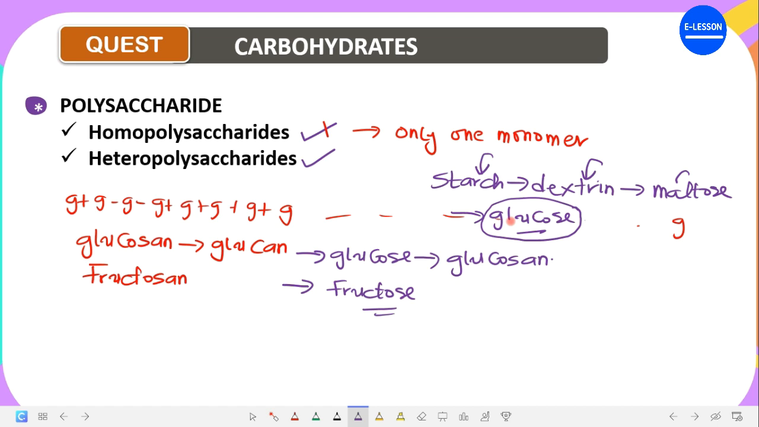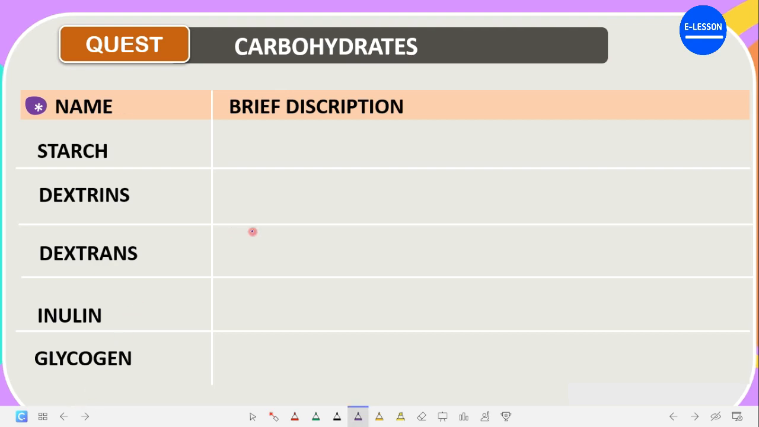It makes sense, right? So let's look at each of them one after the other. Now I have a table here. In the table, we have starch. We've talked about starch just now. We said starch is a polysaccharide that contains glucose subunit. Short description: the subunit contains glucose.